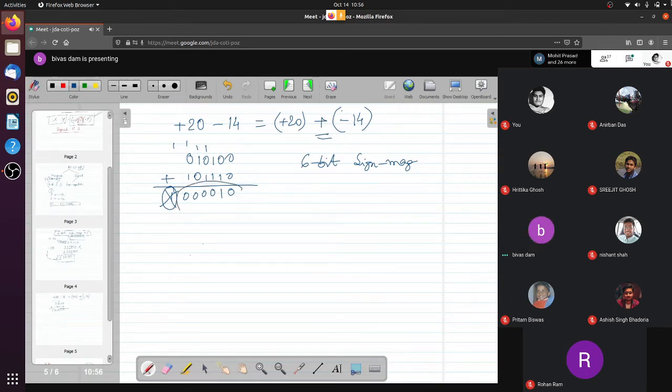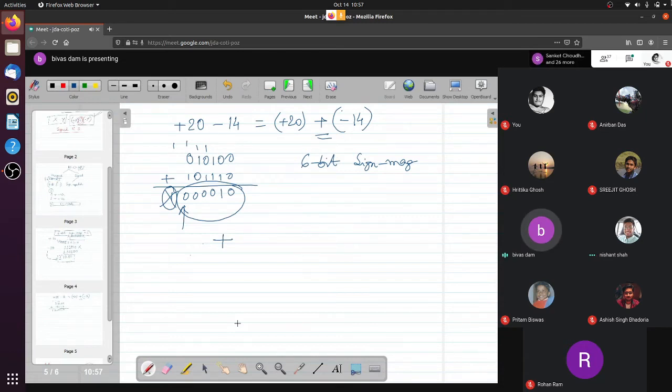Now this is your result. This result should be representing the actual result in the 6-bit sign magnitude system. As this bit pattern is representing a number in the 6-bit sign magnitude number system, first of all I'll target what the MSB is. What is the MSB value? 0. So that means the result is positive.